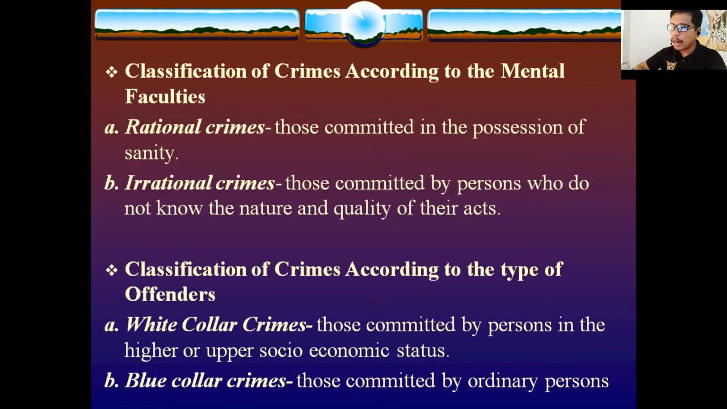We also have classification of crimes according to the type of offenders. We have white-collar crimes and blue-collar crimes. White-collar crimes are committed by persons in the higher or upper socio-economic status. These are usually committed by professionals, like, say for example, politicians committing corruption. That is an example of white-collar crime. Blue-collar crimes are those committed by ordinary persons, like you are an individual who does not have any employment opportunity. You are not employed or you don't have a stable job, then you steal money from a person.